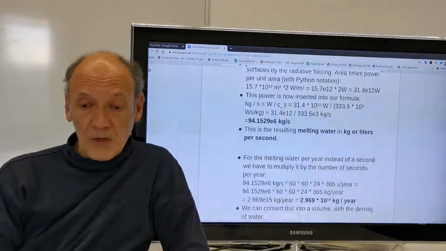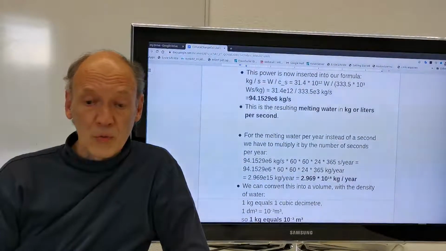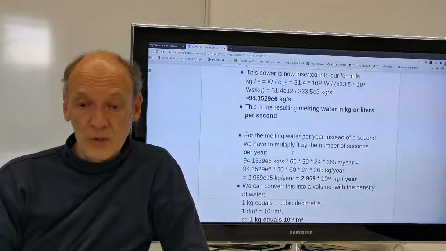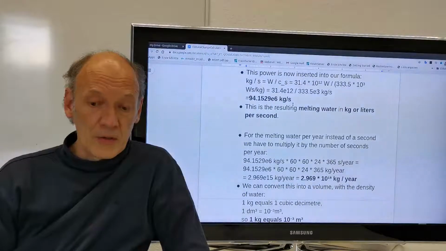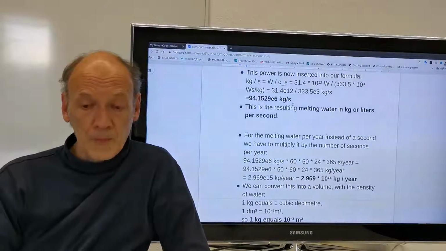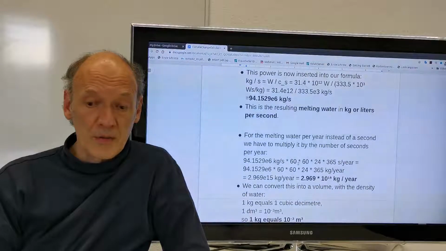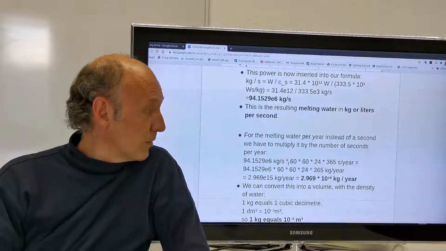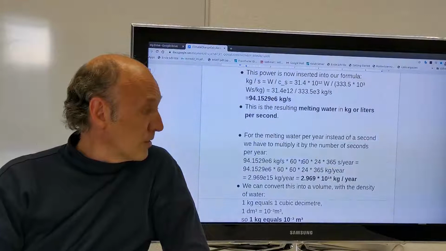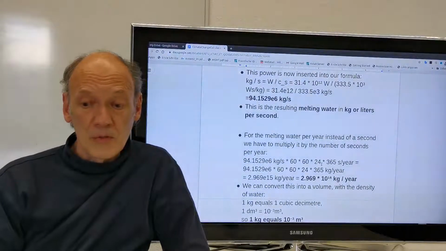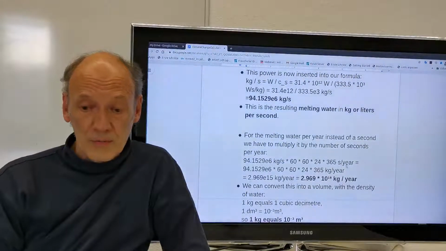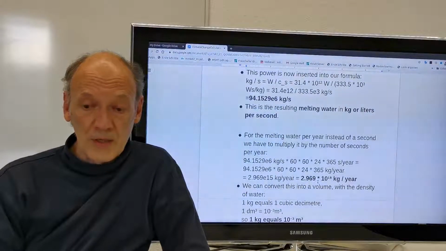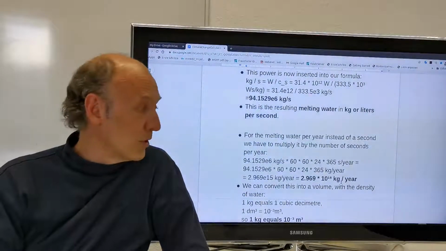So let's try to get the ocean level rise per year. For that we need to convert this kilogram per second into kilogram per year. And for that we just need to multiply this number by the number of seconds per year. So we have 60 seconds times 60 minutes times 24 hours times 365 days per year. Right? And when we plug this into this formula, we get 2.9 times 10 to the 15th kilogram per year.